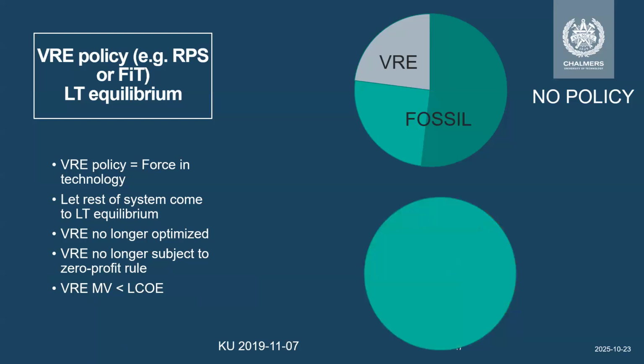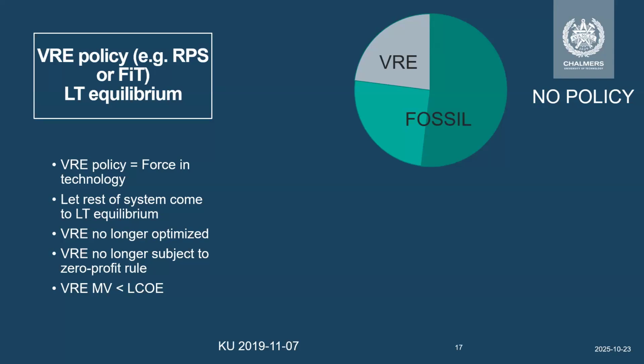So the argument goes like this. Under a VRE policy, so you can think of it as a renewable portfolio standard or feed-in tariff, once capacities have come to a long-term equilibrium. So let's say that we start with this capacity mix here. There's a little bit of wind and solar, and there are 2 different fossil technologies in my example. So what happens when you apply a renewable portfolio standard is that you are forcing more wind and solar into the system.